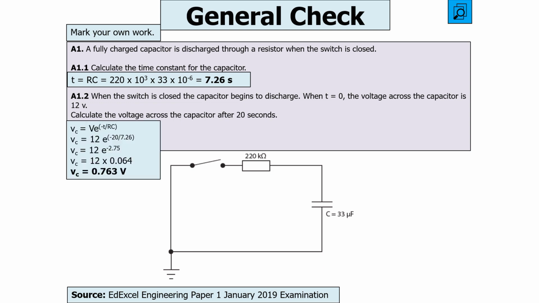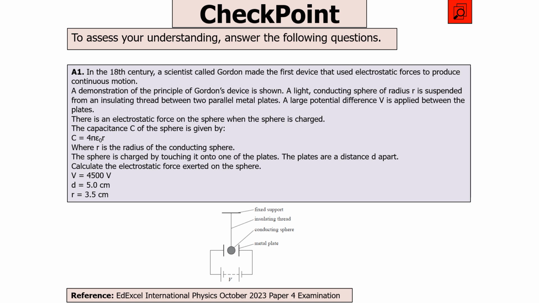Then in this next question we can say, right, well, V equals V0 e to the power minus t over RC. We know RC is the time constant, so it's 7.26. We know that V0 is the EMF or the power source voltage, so that is going to be 12, because V0 is the maximum possible voltage the capacitor could have. So you pop in all the values. t is 20 seconds, so you get 0.763 volts.